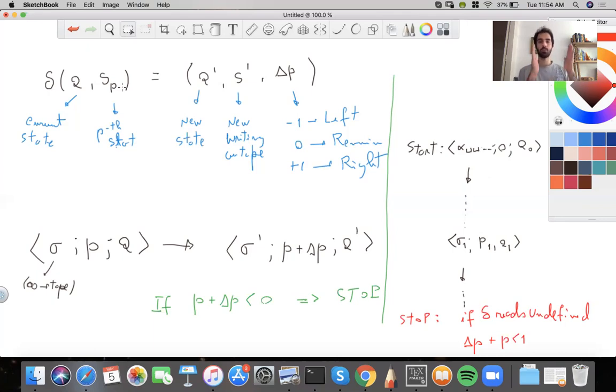Or if you start on the left of the tape, you just move around and you finally reach the other end, which means this condition delta P plus P smaller than 0. I'm sorry, I said 1 here, but I meant 0. Okay, you stop the computation. Now, what is the answer of the computation?